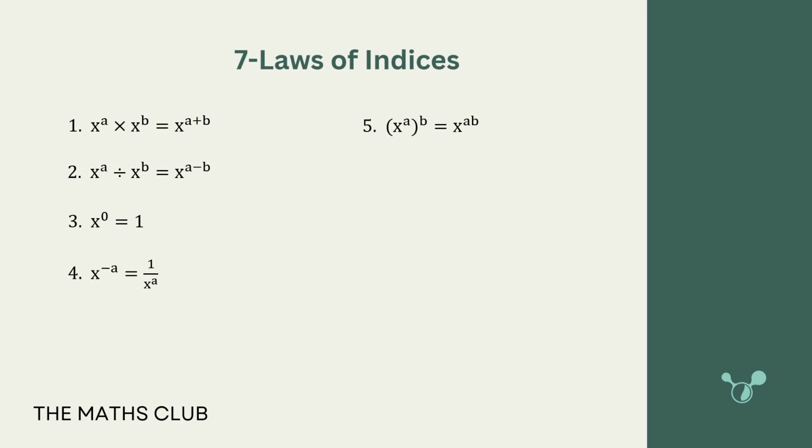Great. So for the fourth row, allow me to talk about the fifth row first, and I'll come back to the fourth row. So what's this fifth row? This fifth row is saying x raised to the power of a in brackets b. If you have this kind of situation, you can just multiply the powers and say a times b.